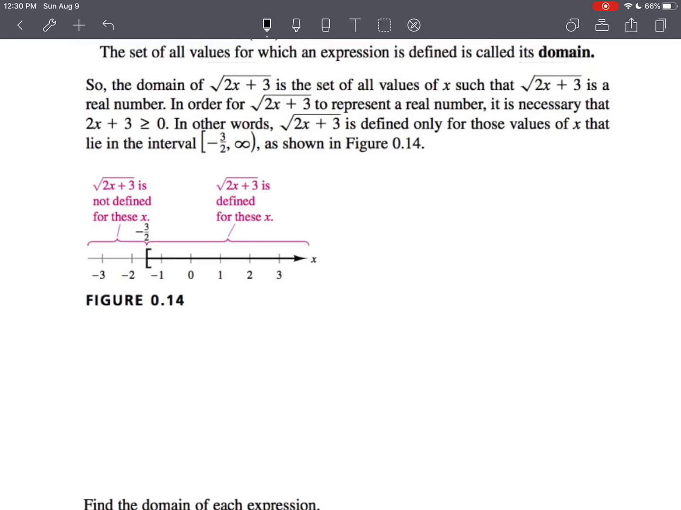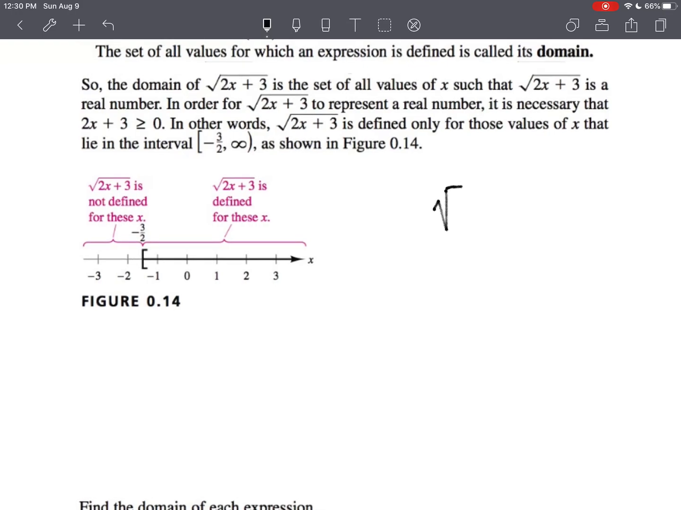When we're given expressions, sometimes we have limitations as to what values we can put in for our variables. So we're going to be talking about the domain of an expression. Those are all the values for which that expression is going to be defined. So here we have 2x plus 3 inside a radical. So 2x plus 3 is the radicand. So you have a radical sign and you have a radicand inside that radical.